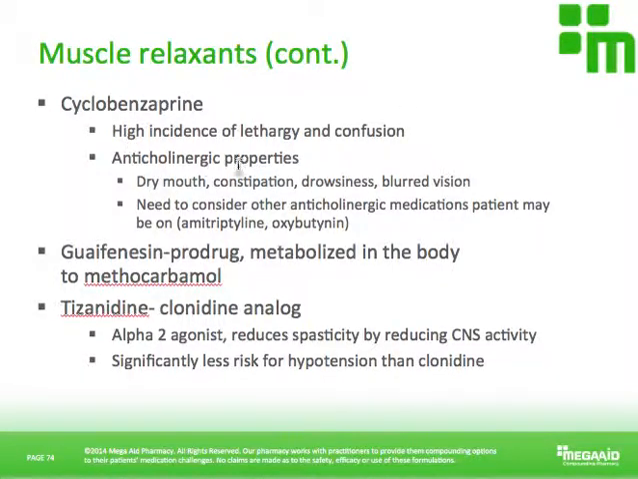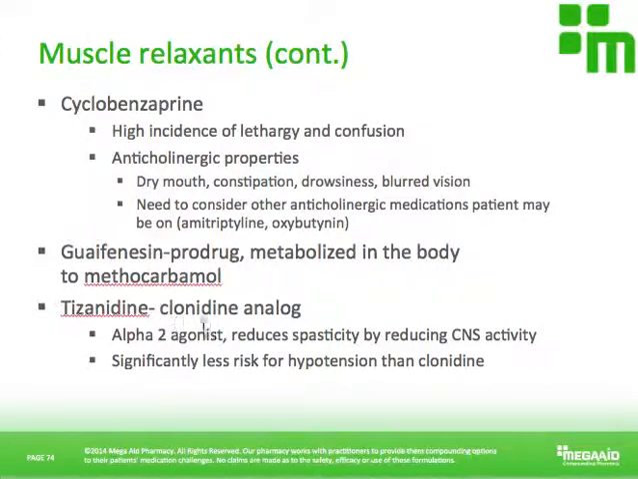Also, it has anticholinergic properties. Remember we talked about that. Dry as a bone, red as a beet, mad as a hatter. So all of those anticholinergic properties are also present when you're taking this drug orally. Guaifenesin is a much lesser known muscle relaxant. There's not a lot of information on it, and it's sort of used off-label as a muscle relaxant. But it's basically a prodrug that's converted or metabolized in the body to another muscle relaxant known as Robaxin or methocarbamol, and this one is a very effective muscle relaxant.